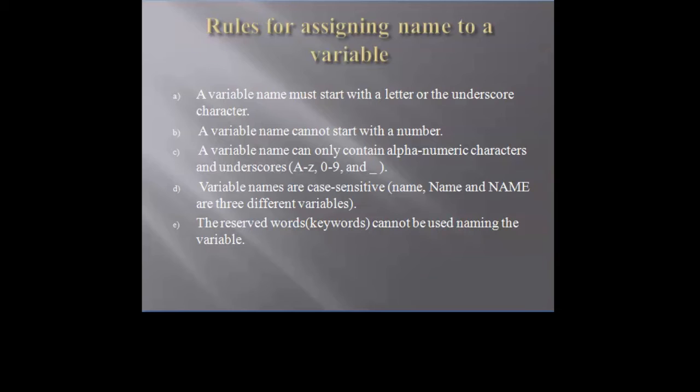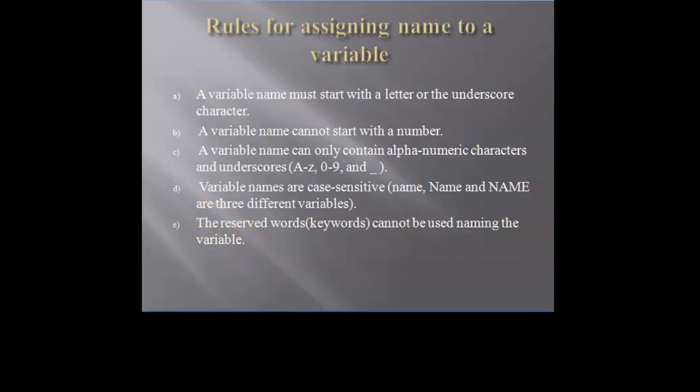A variable name must start with a letter or underscore character. A variable name cannot start with a number. A variable name can only contain alphanumeric characters and underscore, that is a to z, 0 to 9 and underscore. Variable names are case sensitive, small a and capital A are both different. There are reserved keywords in C, Java and Python also, so we can't use those in naming or assigning a name to a variable.